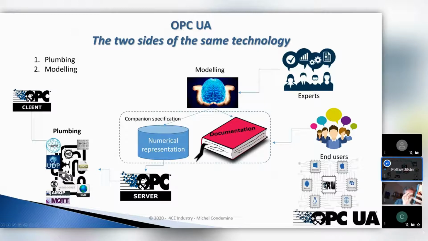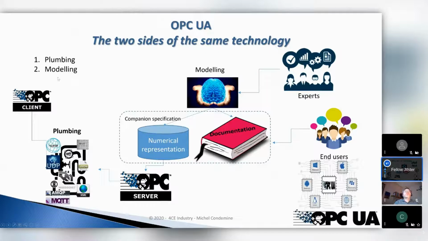So you have a lot of plumbing, protocols and encoding to make this link efficient between the client and the server. You can use TCP, UDP, WebSocket, AMQP, MQTT, and you can encode in binary, in JSON, and in XML, everything secure, because security is everywhere in OPC UA.